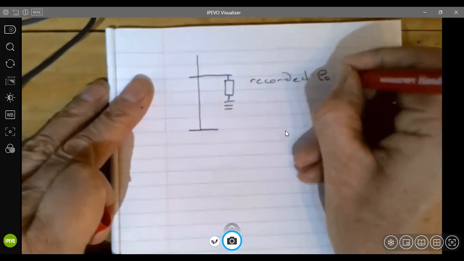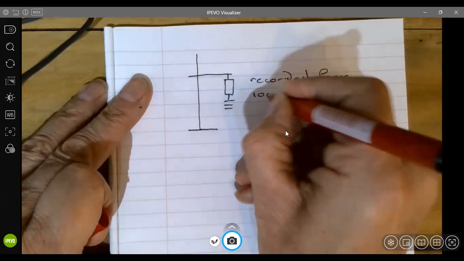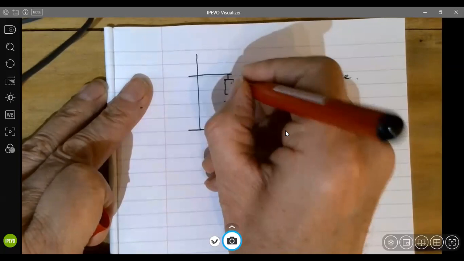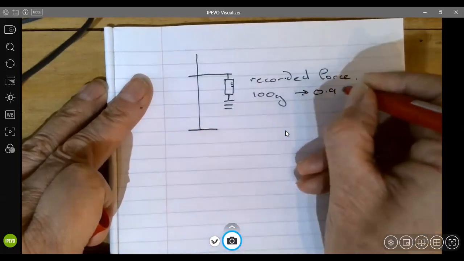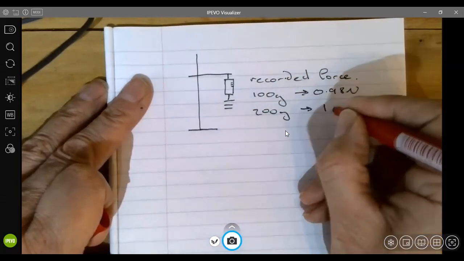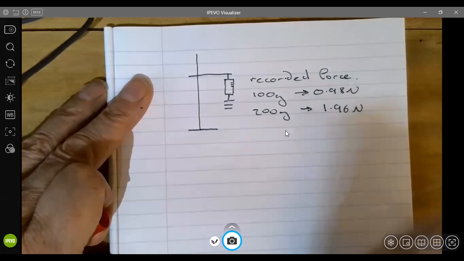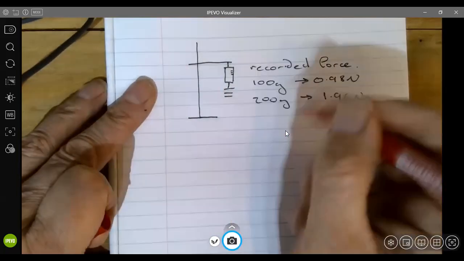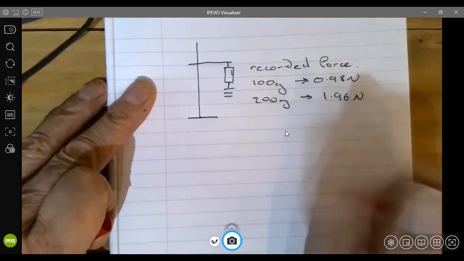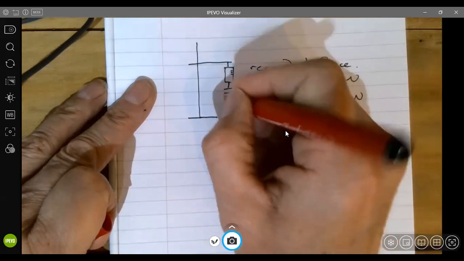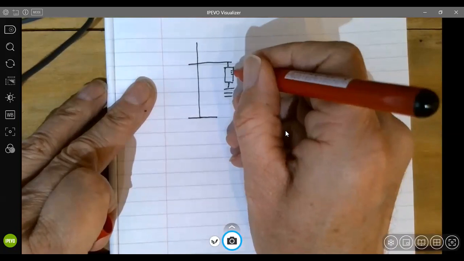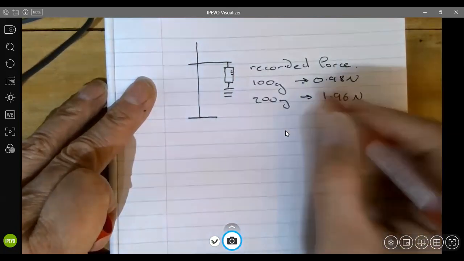We would have put 100 grams on there and would have noticed that we get a force on here of 0.98 newtons, and then we'd have placed 200 grams on there and we'd have got 1.96 newtons, and so on. What's actually happening now is that the Earth, because it's much more massive, has got a bigger gravitational pull. It's pulling the masses down, and the masses are stretching this spring and giving us a reading.